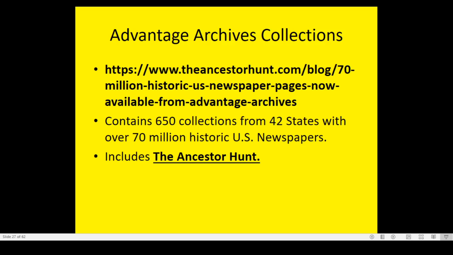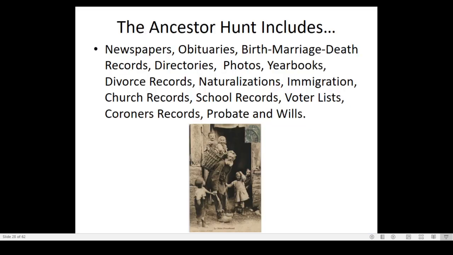Here's another collection system. It's called Advantage Archives Collections. It's got a fairly long web address. So this is the address, and there are no spaces in a web address. This one contains 650 collections from 42 states with over 70 million historical newspapers in the United States. But it also includes something called the Ancestor Hunt, and that's what you want to look at. That's one of those neat things.